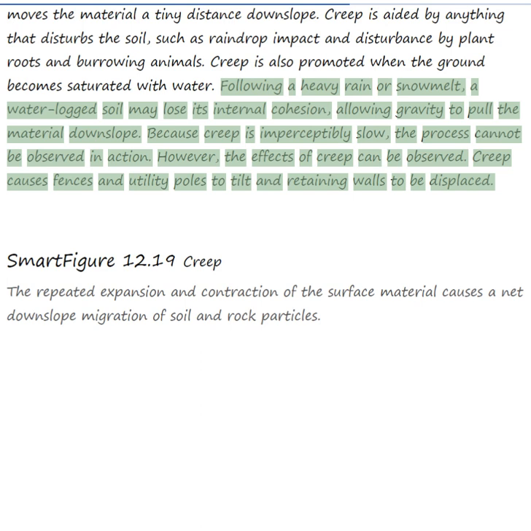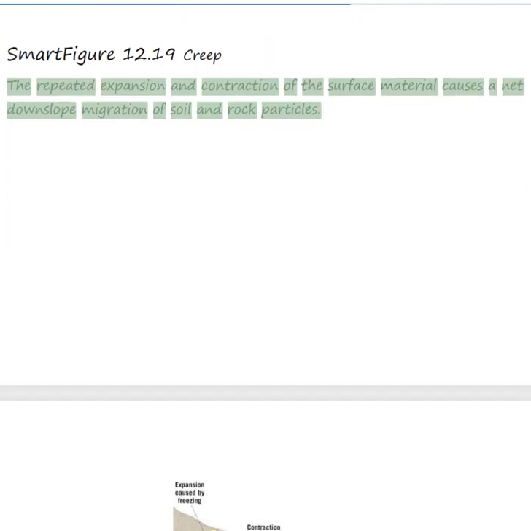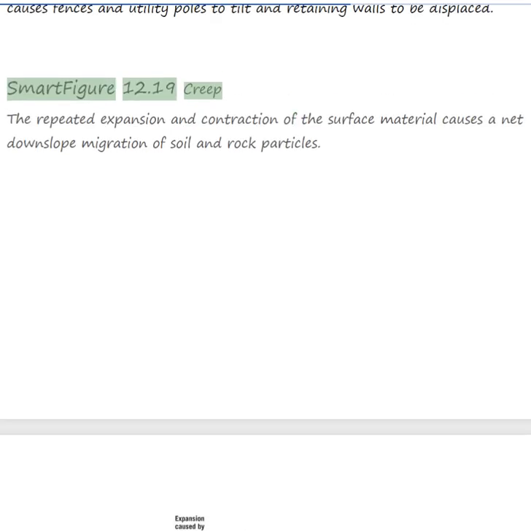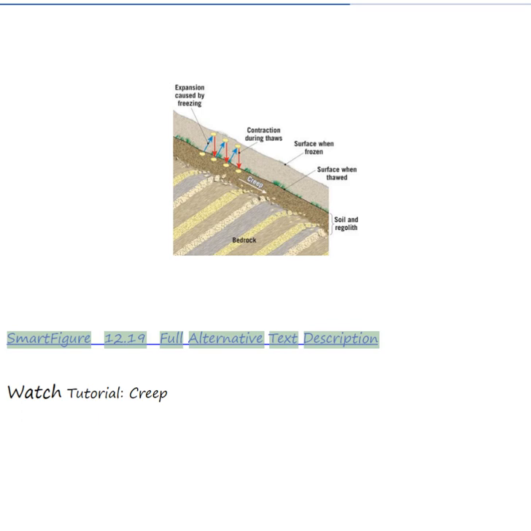However, the effects of creep can be observed. Creep causes fences and utility poles to tilt and retaining walls to be displaced. The repeated expansion and contraction of the surface material causes a net downslope migration of soil and rock particles. Smart Figure 12.19 Creep. Smart Figure 12.19 Full Alternative Text Description.